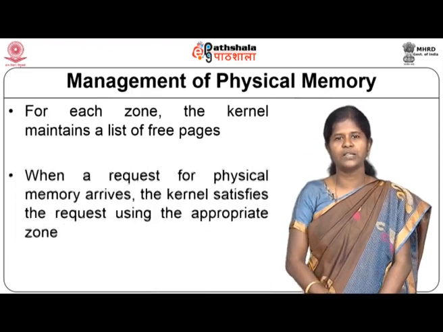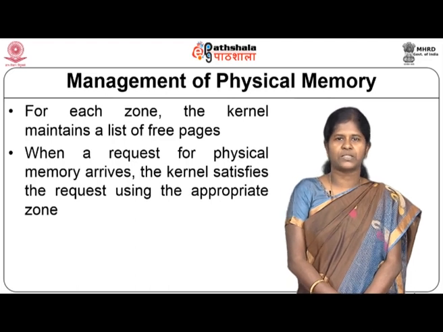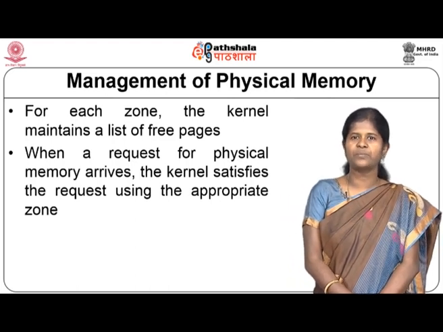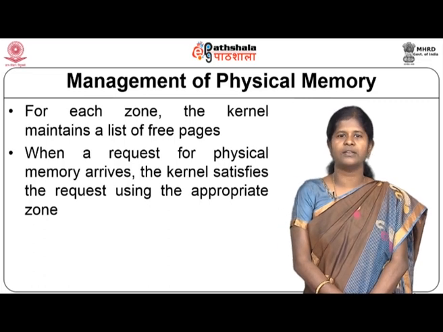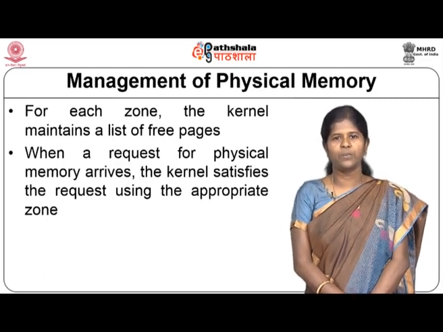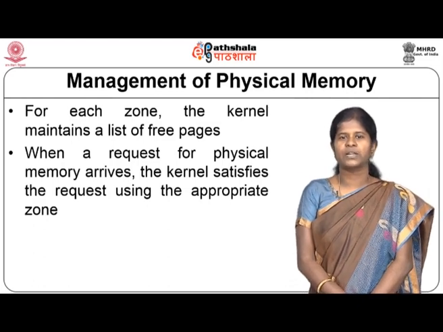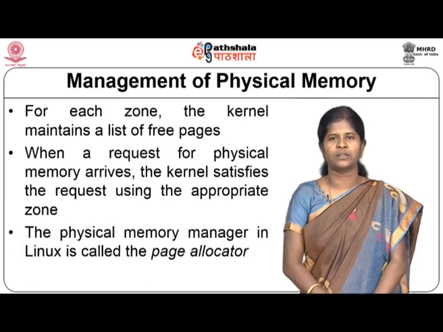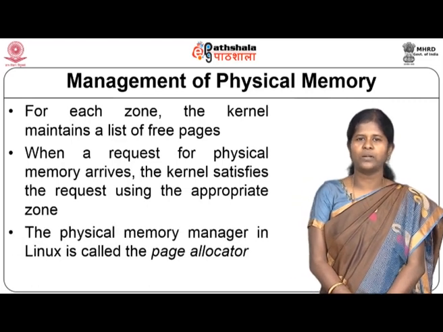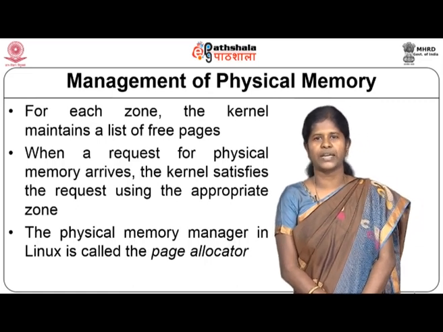Now, each of these zones has got a list of free pages. So, the main memory is divided into zones and each zone has got a list of free pages. Whenever a request for the physical memory arrives, the kernel will satisfy the request using the appropriate zone. And who does this? This is taken care of by a page allocator.